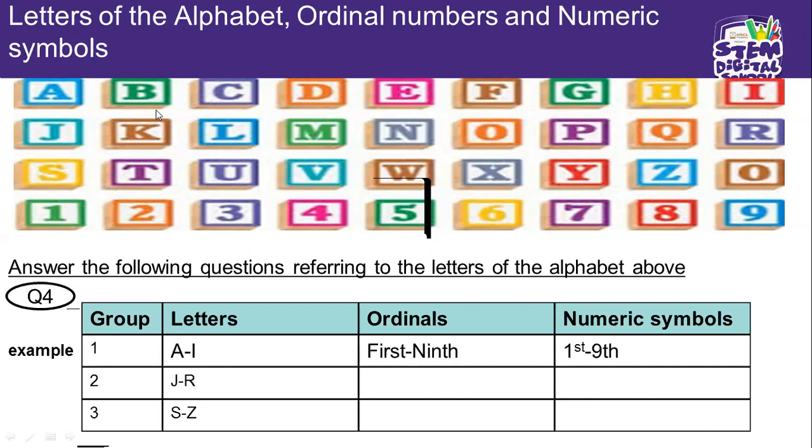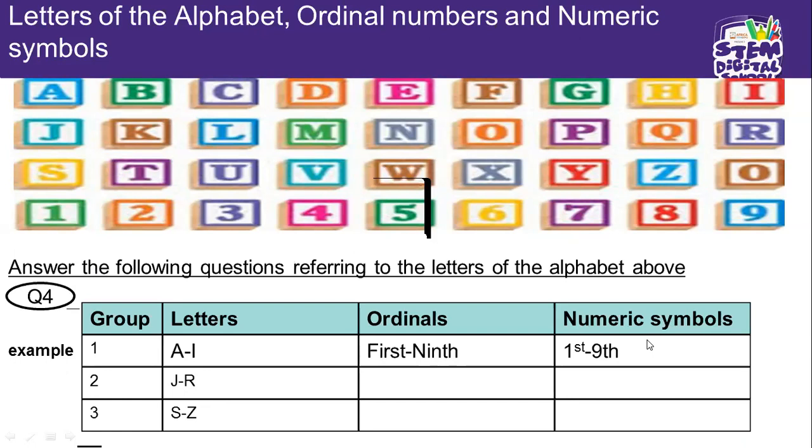10, 11, 12, 13, 14, 15, 16, 17, 18. So it's 10th up to 18th. Okay, that's how we're going to write it. Anybody who can write 10th up to 18th using the numeric symbols? Let's see it there. 10th to 18th.